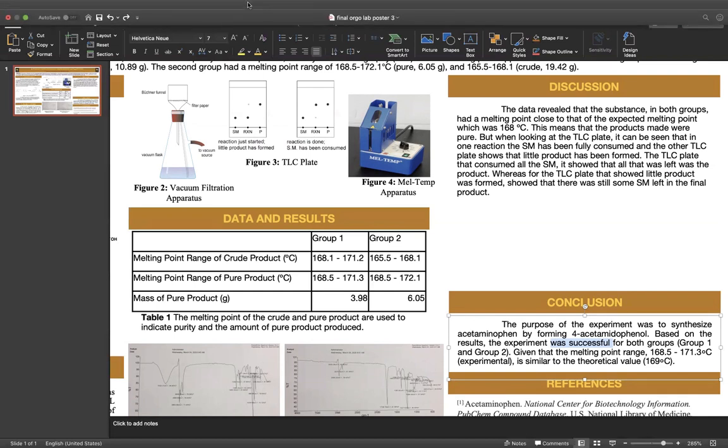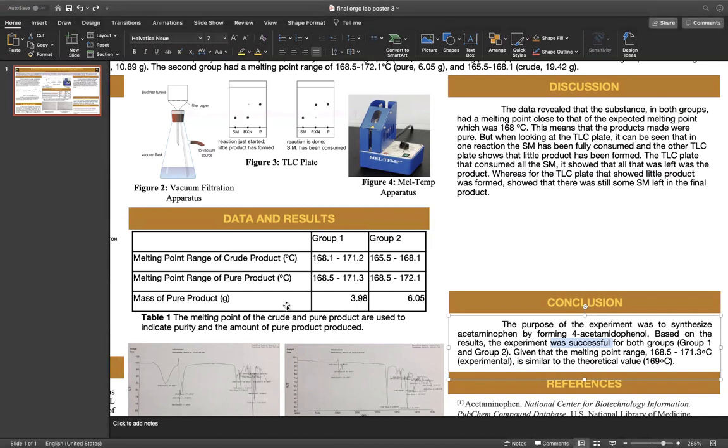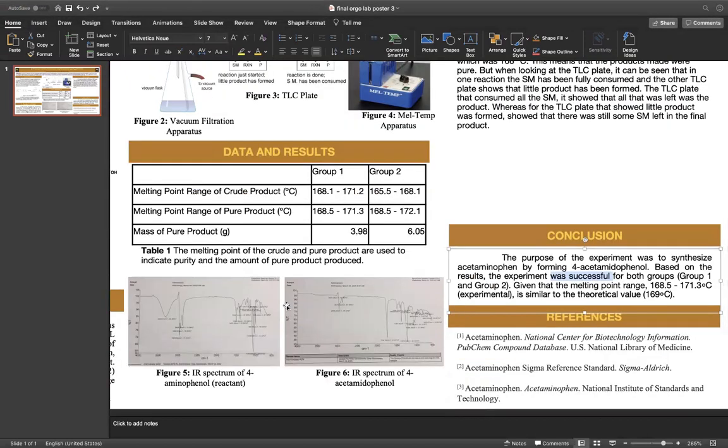Okay, any other questions? Yes, Dr. Hashim, I have a question. Go for it. So by reference spectrum, are you referring to a spectrum of the reactant? Because the poster you currently have up is displaying in the data and results section one spectrum for the reactant and then one spectrum for the product.